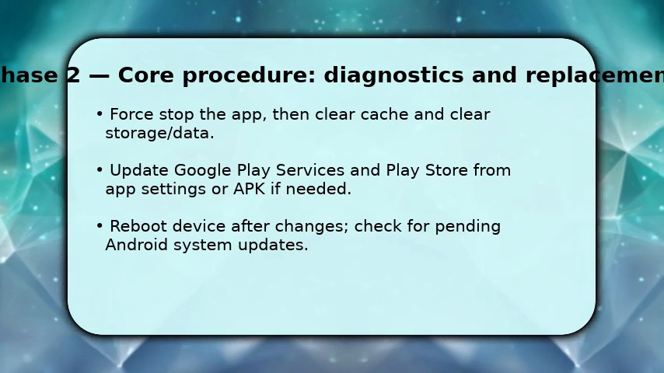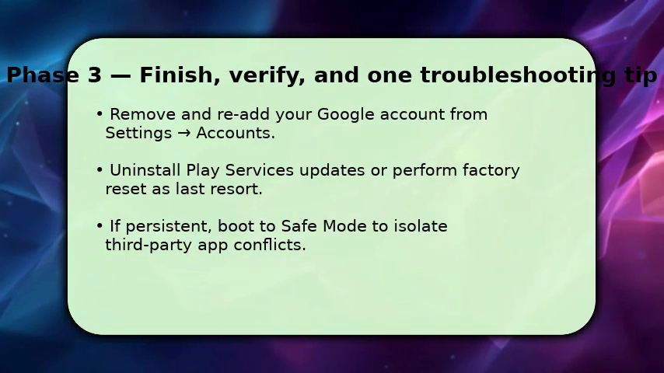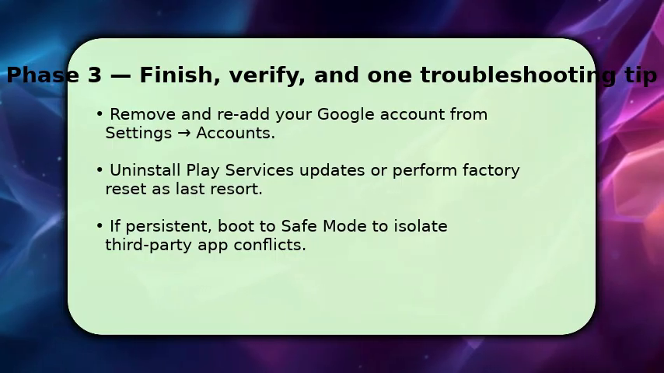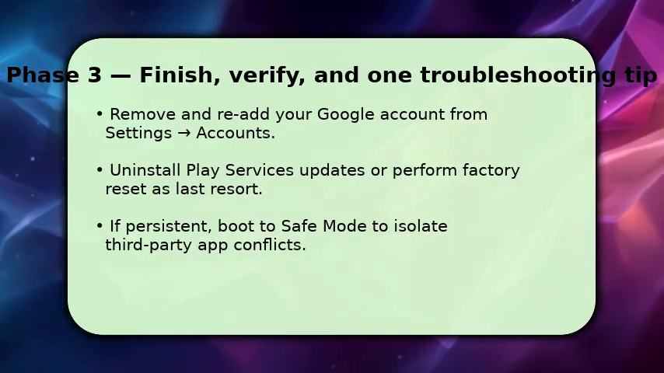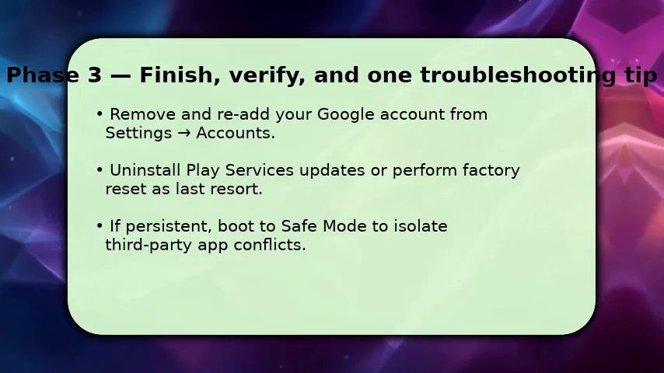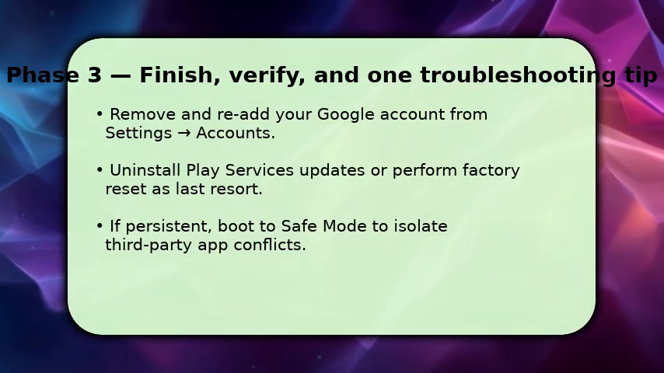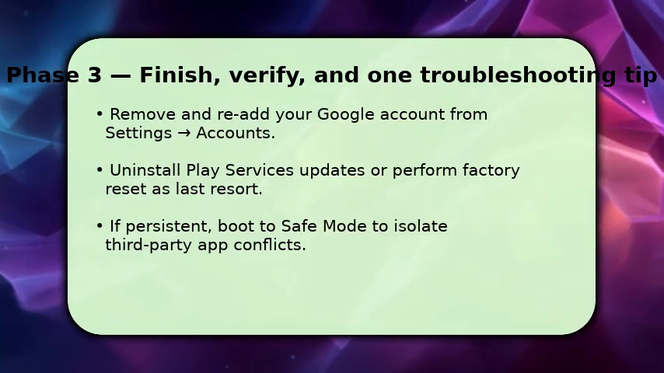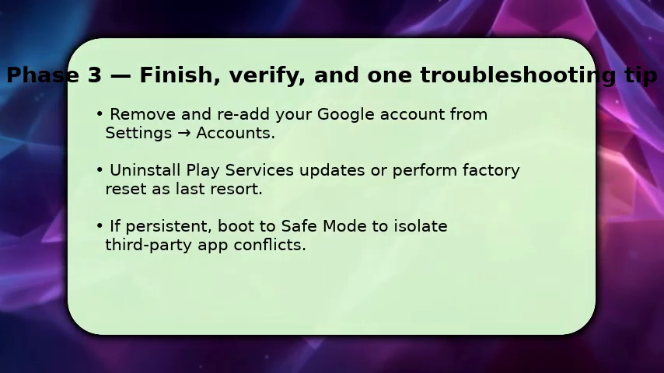If issues persist, remove your Google account and then re-add it. This refreshes authentication tokens and sync. You can also uninstall updates to Google Play Services in the app menu to revert to a stable version, or, if nothing else works, perform a factory reset after backing up. This is a final measure.